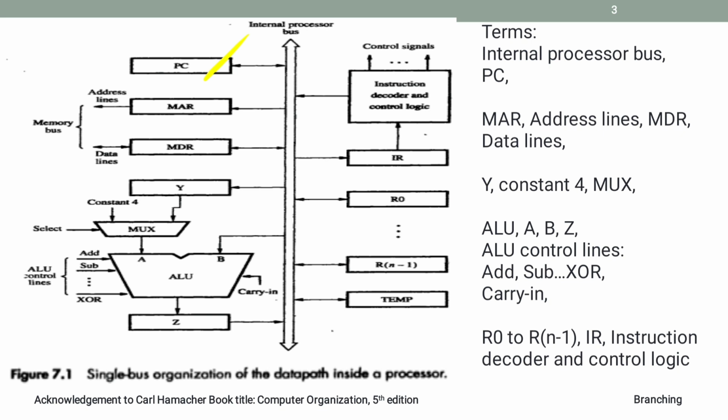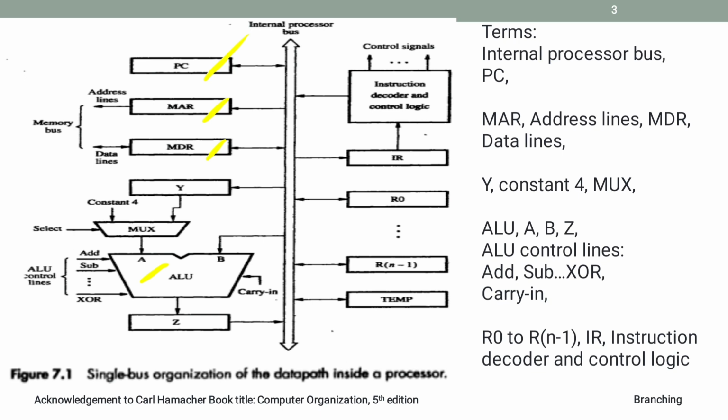This register always stores the address of the next instruction while the processor is executing a program. MAR means memory address register. It holds the address of memory with which the processor is doing a read or write operation. MDR means memory data register. Through this register, the processor does read or write operations. Means when the processor sends a word to memory or takes a word from memory, it goes through MDR only.